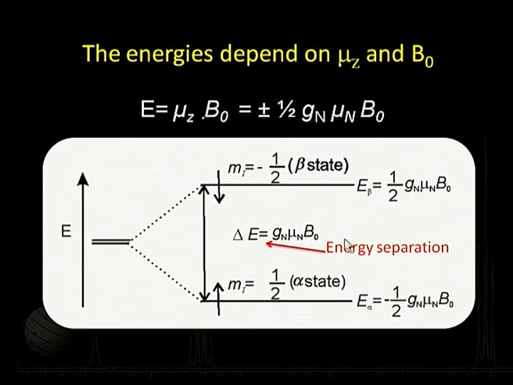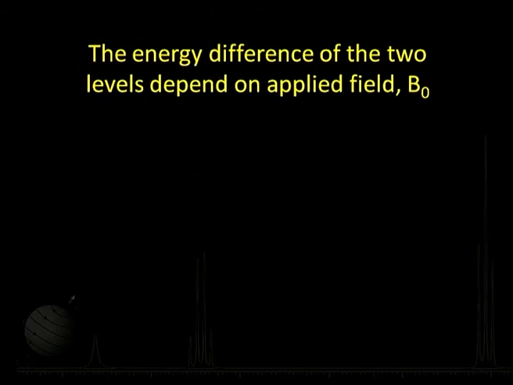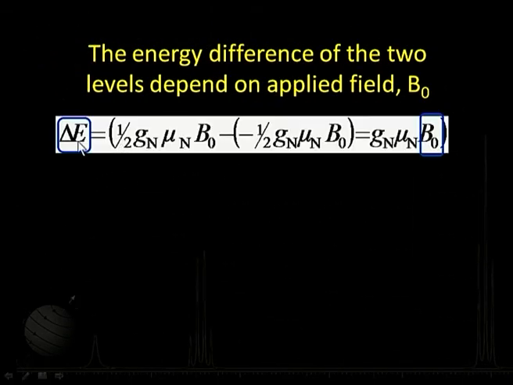So, there are two energy levels I have been able to get as a consequence of putting my nucleus with I equal to half into a magnetic field. So there is a quantization coming into the picture. As I just mentioned, delta E is the difference between the two energy levels. The upper level is 1 by 2 G n mu n B naught minus that of the lower level, so it comes out to be G n mu n B naught, a very simple expression.